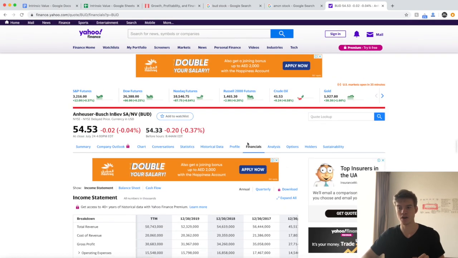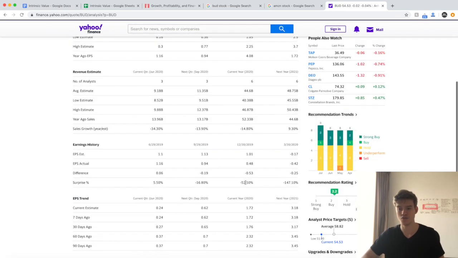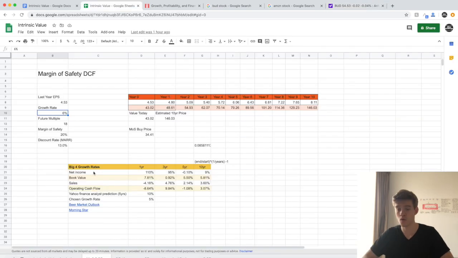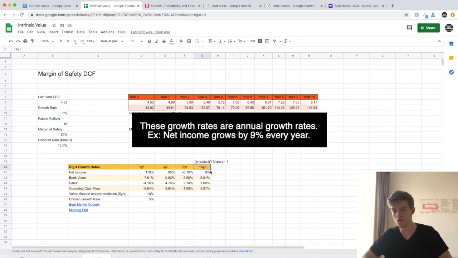So you have your company on Yahoo Finance, you click on analysis, you scroll down and you can see that for the next 5 years per annum, analysts are predicting that AB InBev will grow by 10% every year, almost 11% here. What we can also look at is the big 4 growth rates. Essentially what these growth rates are, it's just the growth rates of different financial metrics for a company. And if you look at here, the growth rate over 10 years for net income has been around 9%. For book value, it's been around 5.8%.